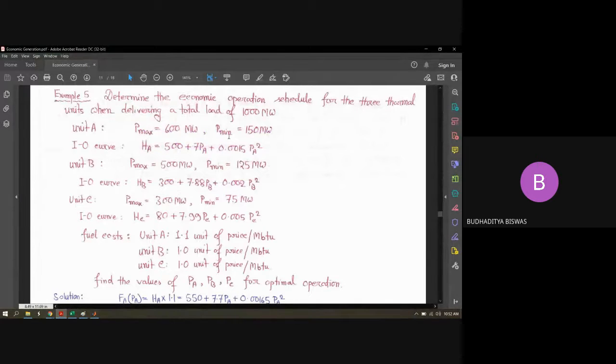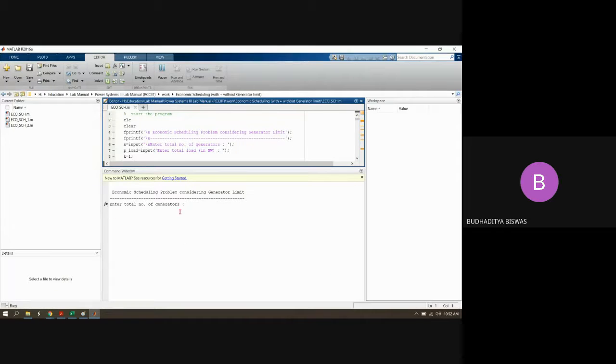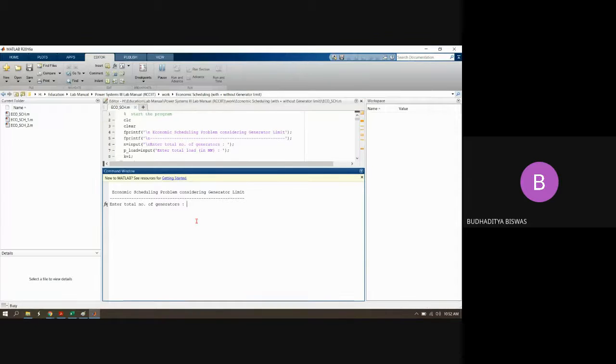So how many generators are there, or how many units are there in this power plant? 3 units. 3 units are there. So enter total number of generators. The total number of generators is 3. Enter total load demand. So total load demand is 1000 megawatt.